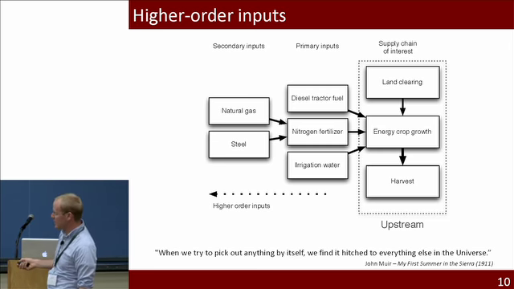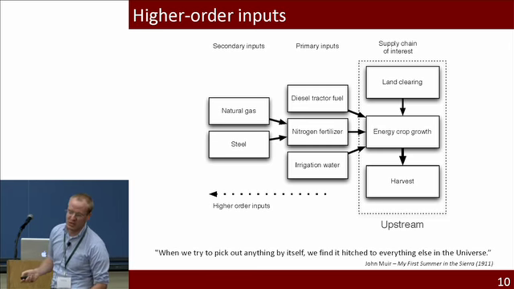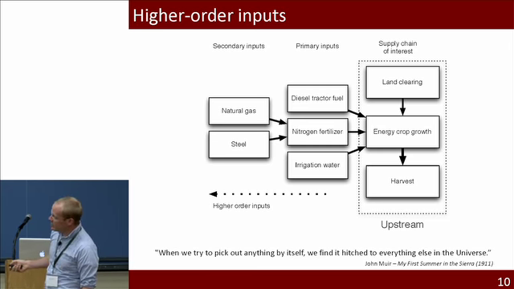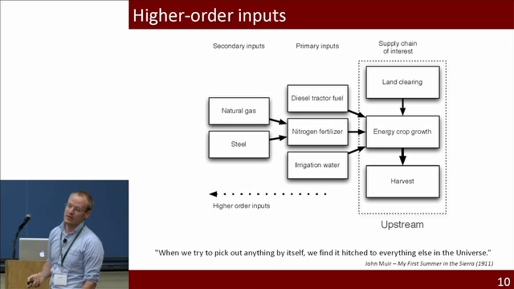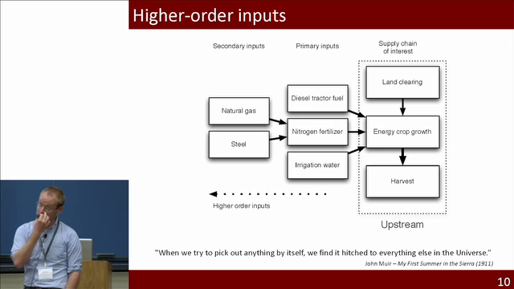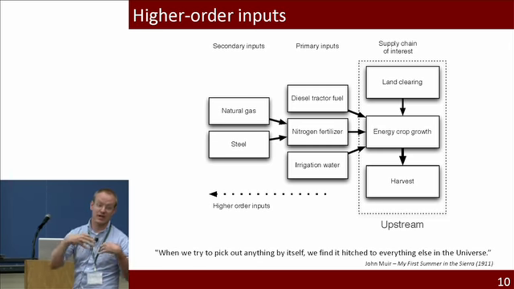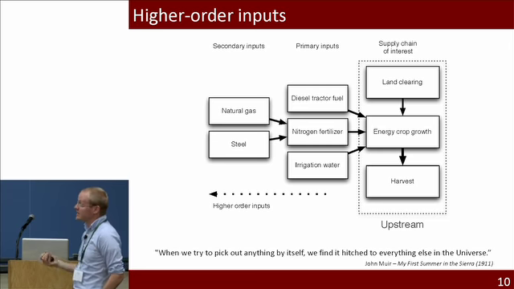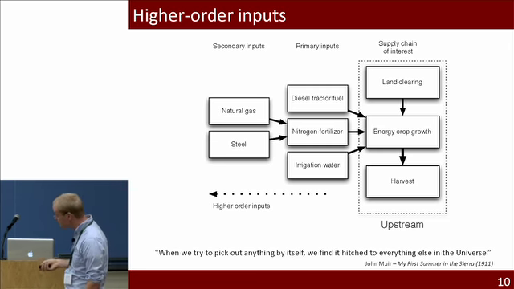A quote here I like from a guy who was far ahead of his time, John Muir, in 1911, said, when we try to pick out anything by itself, we find it hitched to everything else in the universe. Okay, so it's almost an ecological perspective. It's almost the ecology of engineered systems. There's all these interacting processes that can't necessarily be separated from each other.